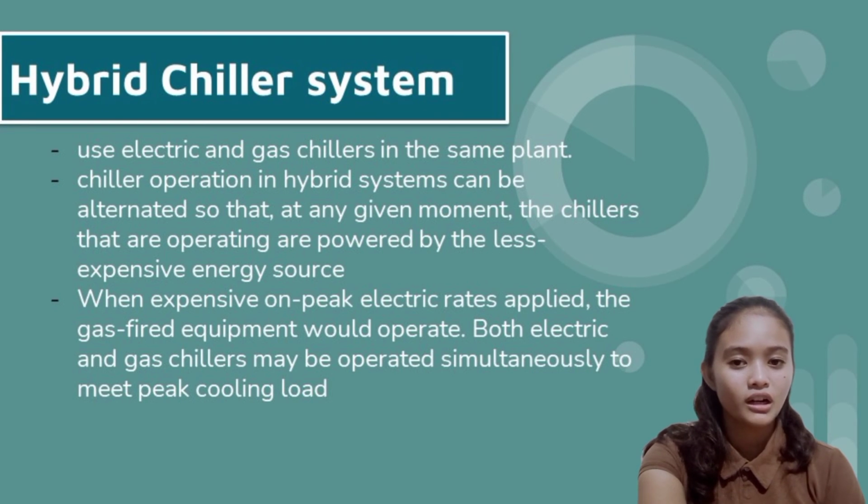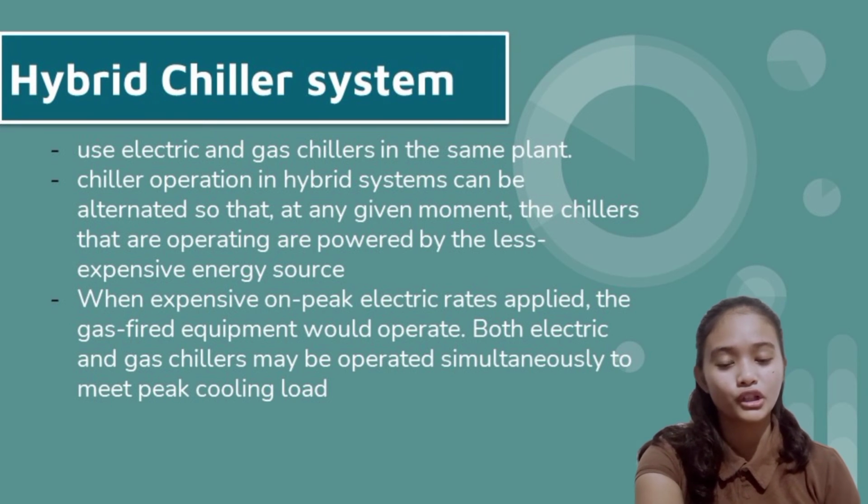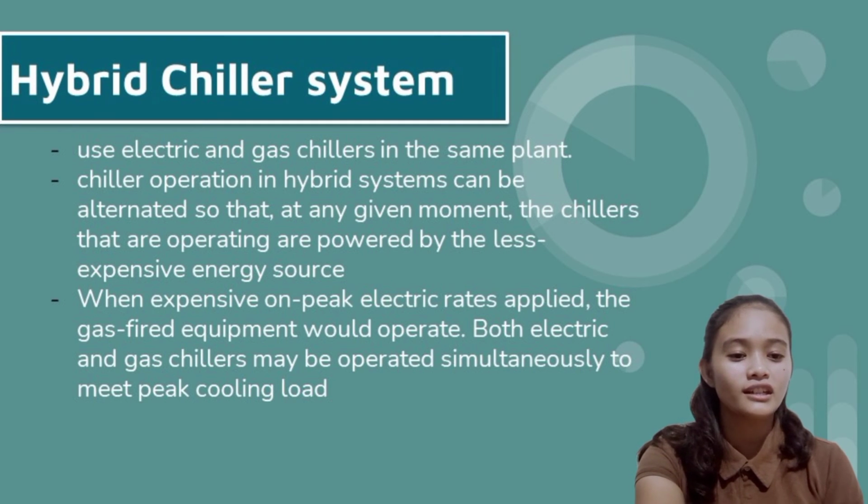So they can operate on both electric and gas, or if there is a power outage, it can operate only on gas, or it can operate only on electricity and not on gas. For example, in an electric and natural gas hybrid chiller system, the electric chillers would only operate when inexpensive off-peak electricity rates are available.